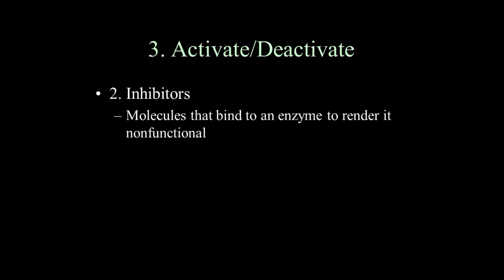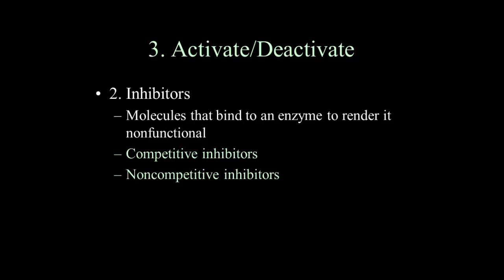Continuing with activate and deactivate as a method of controlling enzyme functions, another method is called an inhibitor. Molecules that bind to an enzyme to basically turn it off or to make it non-functional are inhibitors. Competitive inhibitors function by attaching specifically to somewhere on the active site. Non-competitive inhibitors attach to somewhere other than the active site.